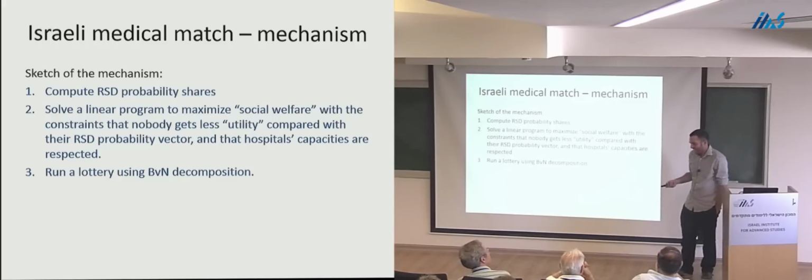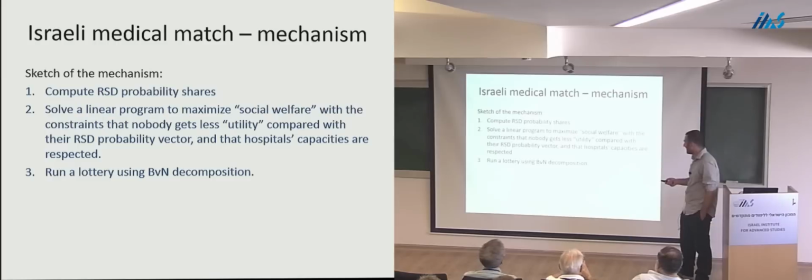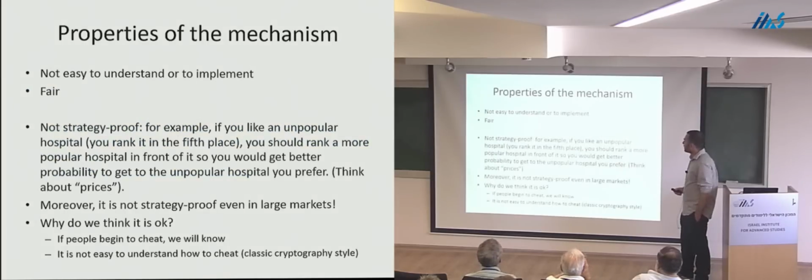That's market design 101. Okay, good. So let me tell you about properties of the mechanism. Some of them we already discussed. It's not easy to explain it to people. It's a linear programming kind of thing.